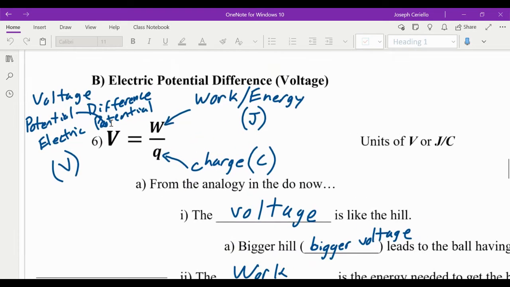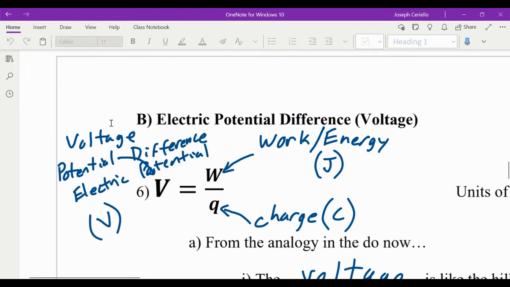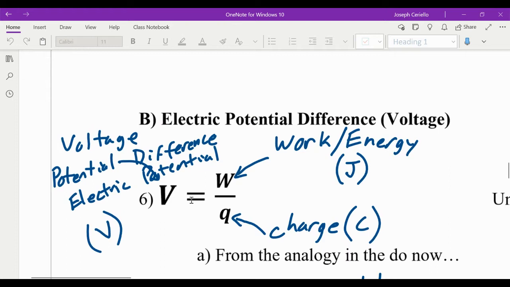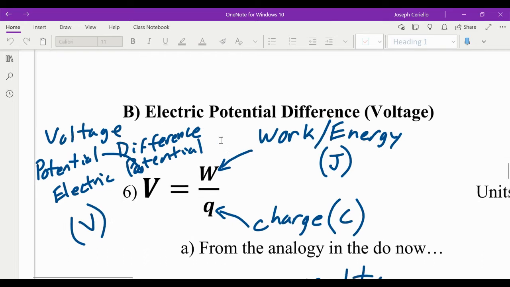So here's our equation for electric potential difference, a fancy word for voltage. V equals W over Q. V is voltage. I'm always going to say voltage, but potential difference is a fancier word for it, or electric potential is another word. Think back to the hill example. This will make more sense a little bit later.